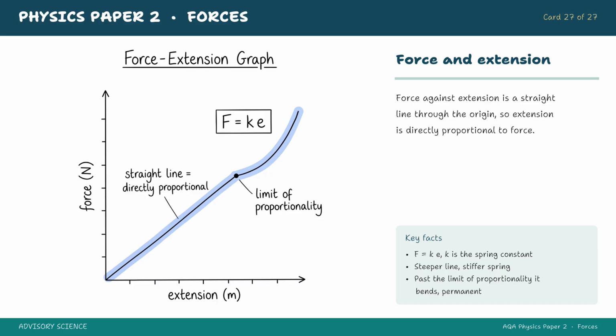The formula is force equals spring constant times extension. F equals k times e. The spring constant measures how stiff the spring is. A steeper line means a stiffer spring. If you add too much weight, the graph bends. This point is the limit of proportionality. Past this point, the spring is permanently damaged and will not snap back to its original shape.